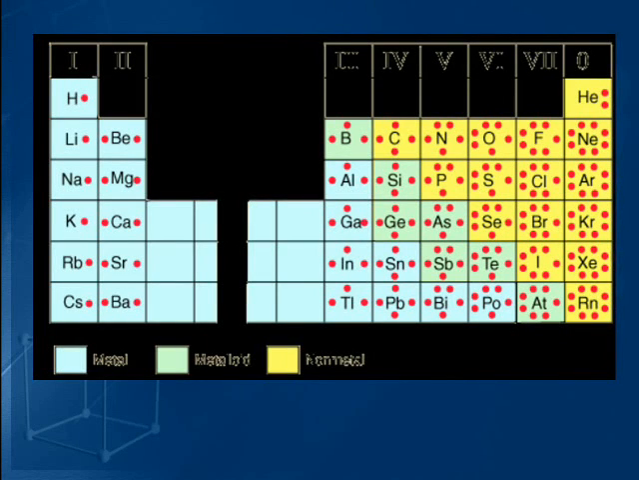Now these are dot structures, and the dot structures show valence electrons. So you can see in group 1, the dot structures of hydrogen, lithium, sodium, potassium, rubidium, and cesium all have that one valence electron. The dot structure of beryllium shows 2 valence electrons, magnesium as well.